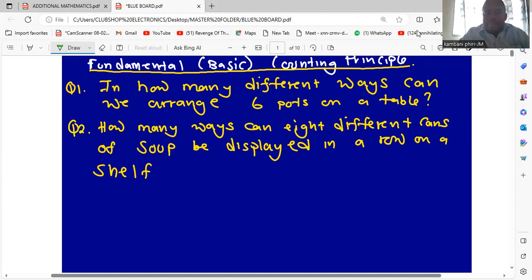So we're saying, number one, in how many different ways can we arrange 6 pots on a table, right?